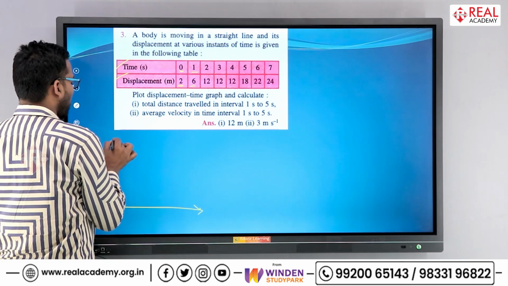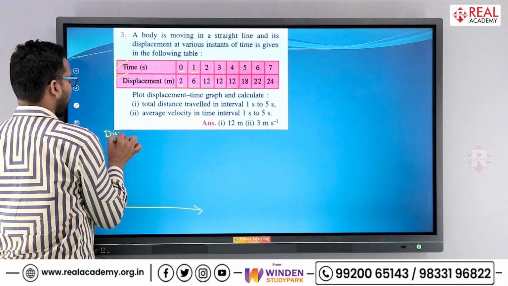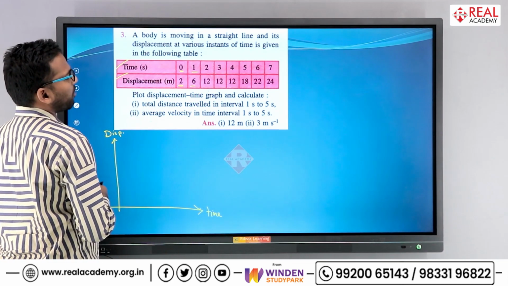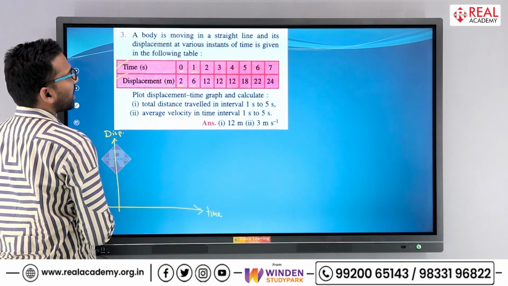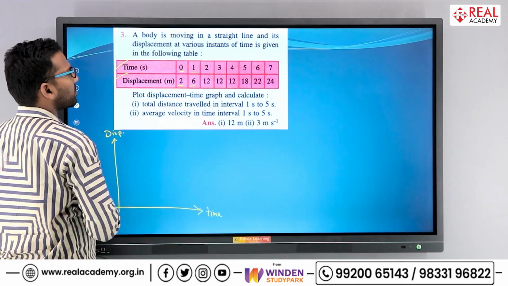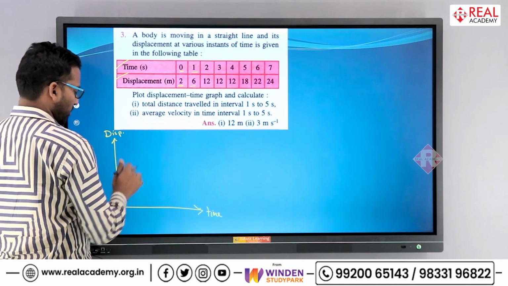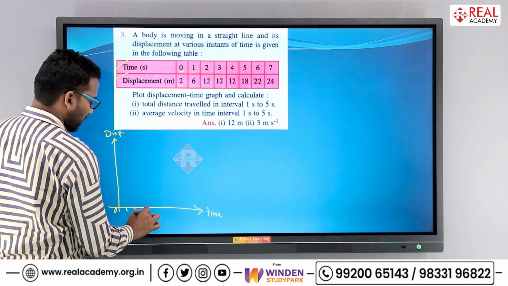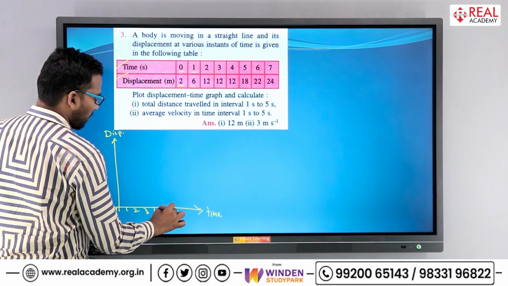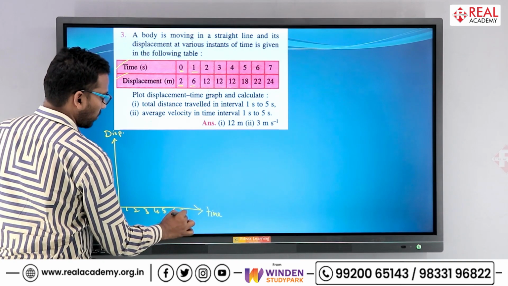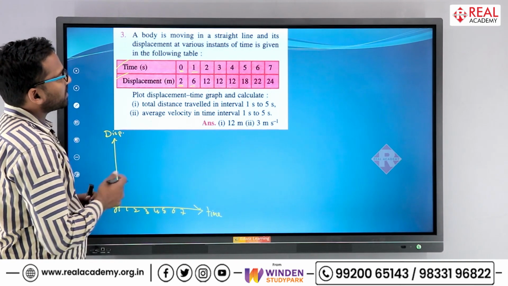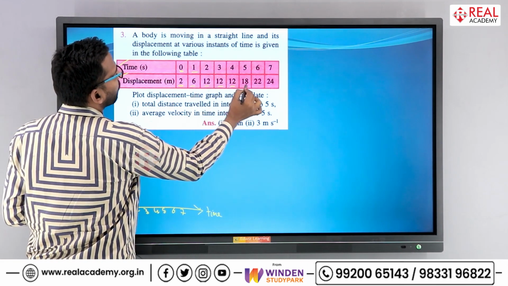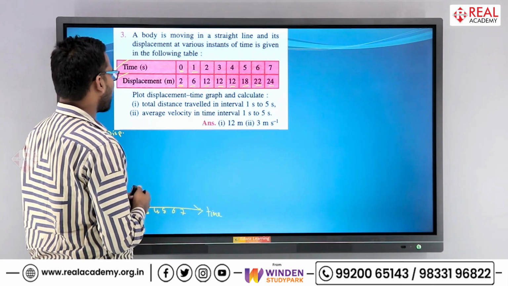So to plot the displacement versus time graph, scale is very important. So how to take a scale? Just take the scales of time instance as it is only. There is 0 second, 1 second, 2 second, 3, 4, 5, 6 and up to 7. Now, here how you can manage to take the scale for displacement?